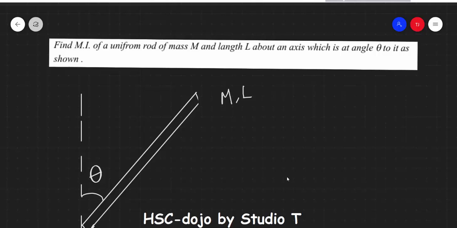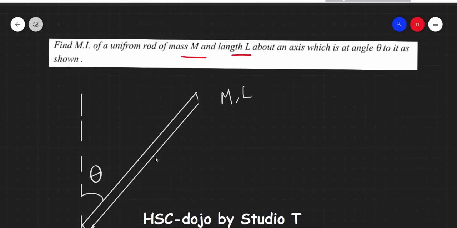Let's see what do we have here. Here the question is: find the moment of inertia of a given uniform rod of mass m and length l about an axis which is at angle theta to it, as shown.